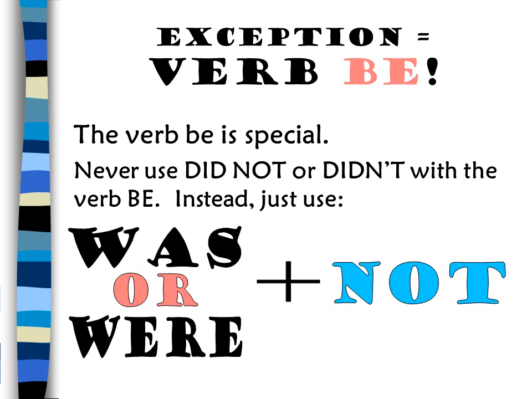So, the past form of the verb to be is was or were. Okay? So, this is the only exception in English. An exception, remember. So, I say I was not or I were not, in the negative form. Was I? Were you? Was she? Was he? Okay? So, was or were plus not are the negative form of the verb to be in the past.